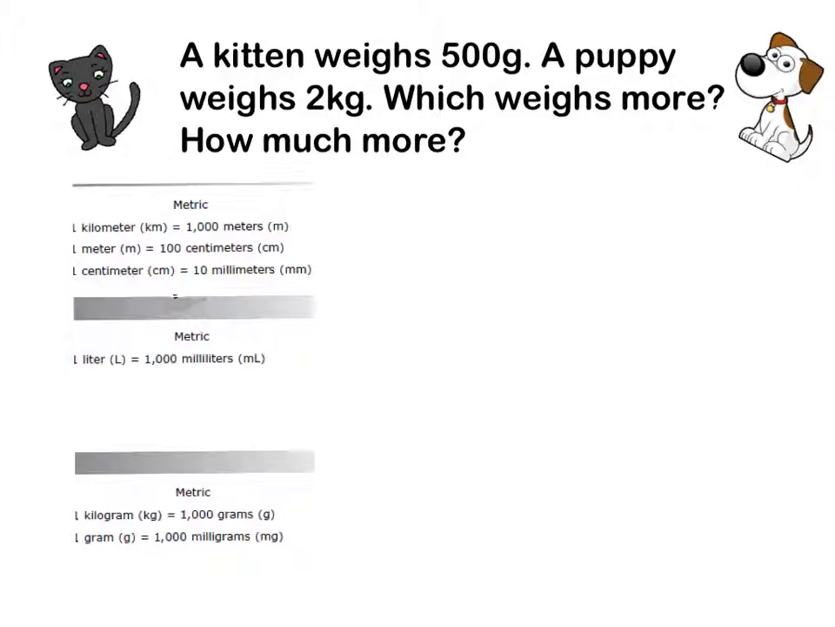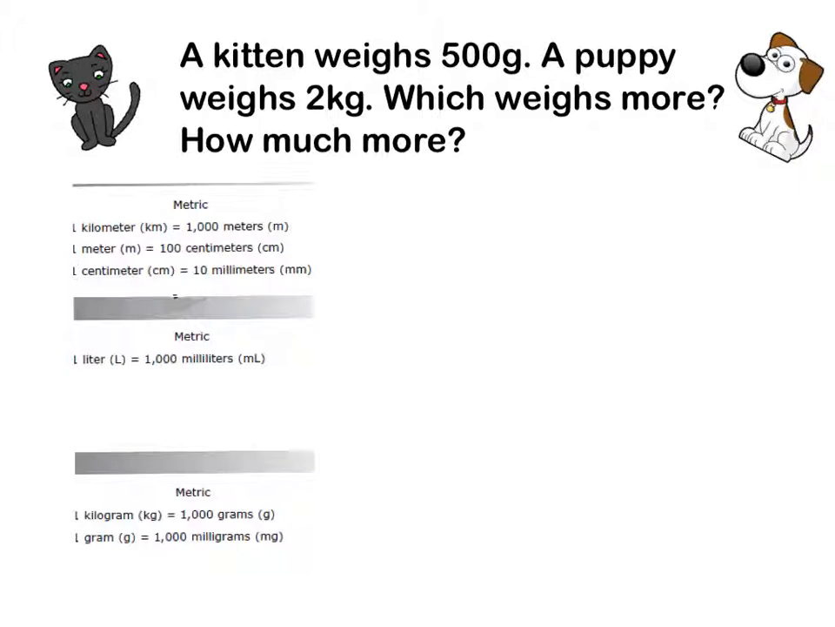Okay, so let's move on to some word problems. So we'll look at this first word problem here. A kitten weighs 500 grams, a puppy weighs 2 kilograms. Which weighs more and how much more? Now with this word problem, it doesn't tell you what you need to convert to. The questions don't ask you a certain measurement. So you can either convert your grams to kilograms or your kilograms to grams.